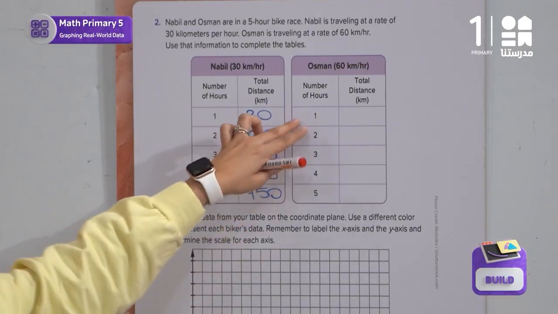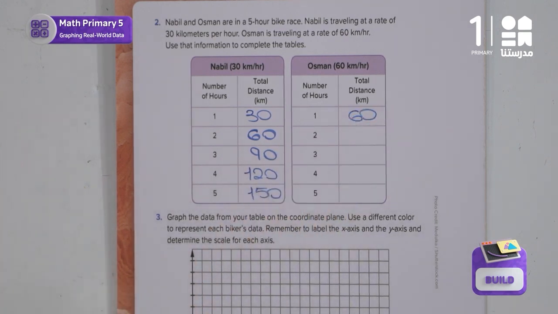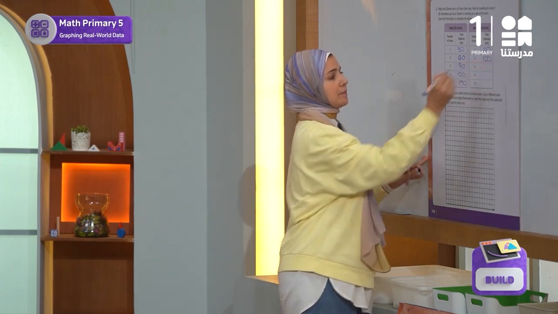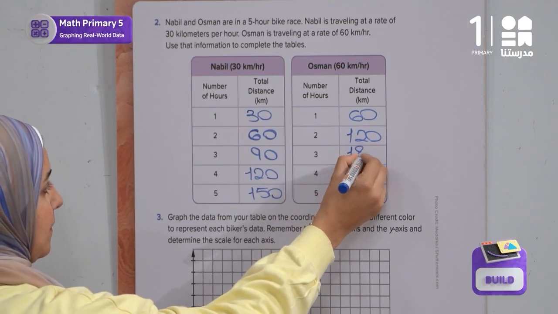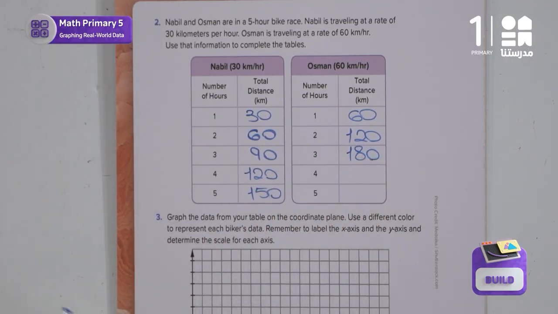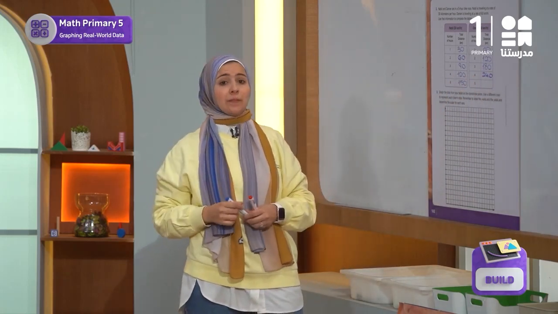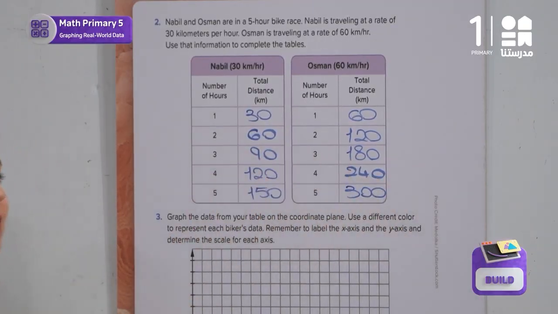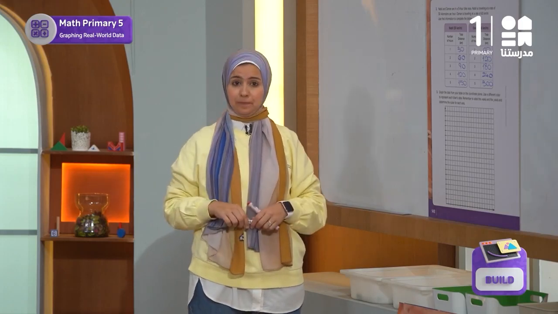So for the first hour, we're going to write 60 kilometers, like that. For the second hour, what are we going to get? We're going to get 120. For the third hour, we're going to get 180. And then for the 4th hour, the distance will be 240. And for the last one, the last distance, it will be 300 kilometers. Like that. Now let's represent the data of the two tables on the coordinate plane.